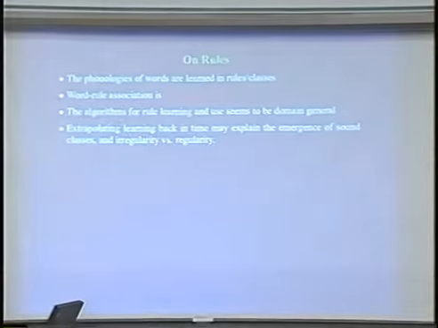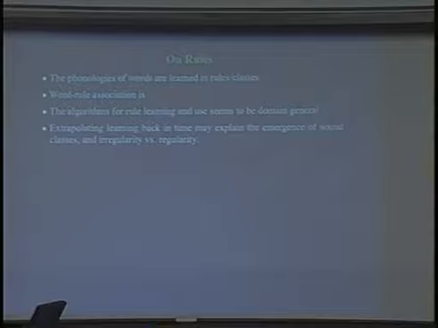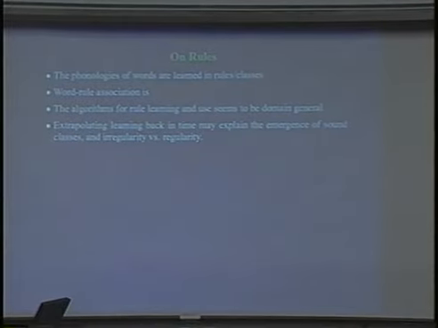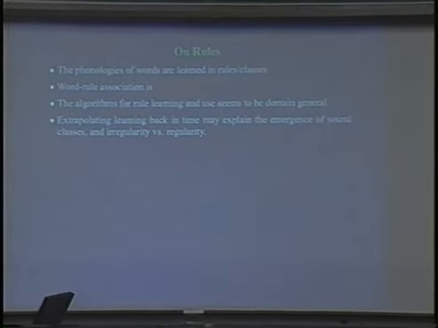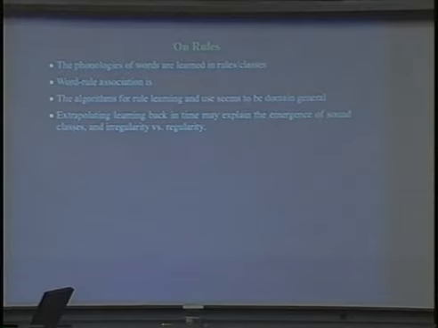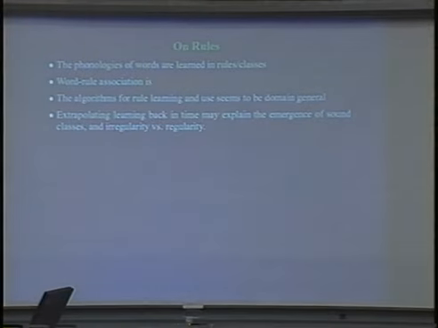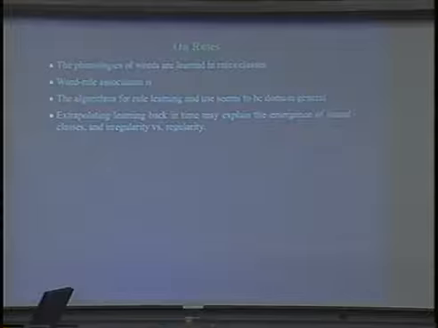Phonology of words are learned and organized in classes or rules. And this is a crucial break from traditional phonology. I'm saying word and rules association are probabilistic. In traditional phonology, it says, you have a word, you have a rule, apply it. That's it. So that's, I think, empirically incorrect as well. The algorithm for rule learning and use seems to be domain general. Struggling learning may explain the emergence of some classes, irregularity and regularity.